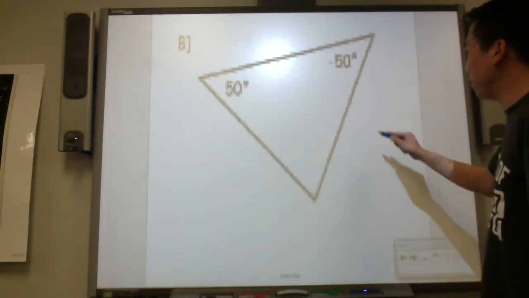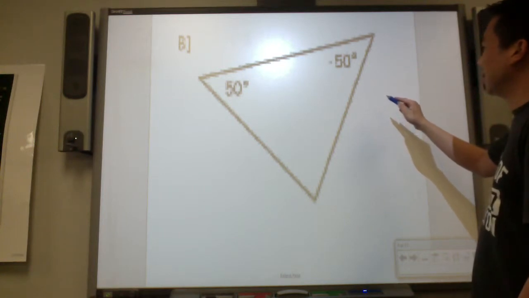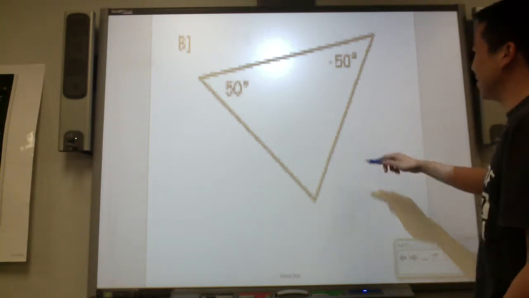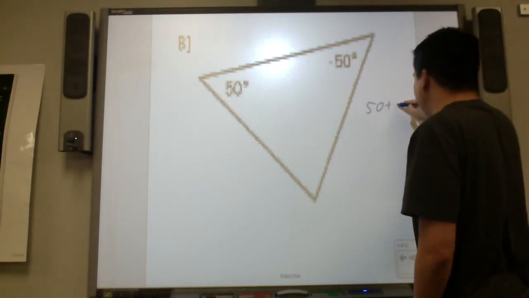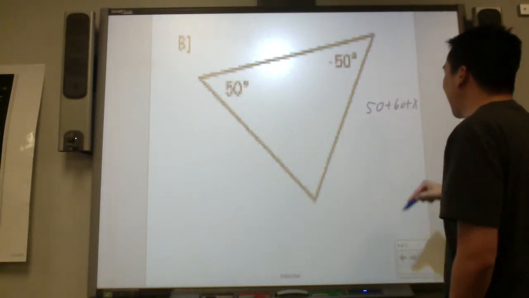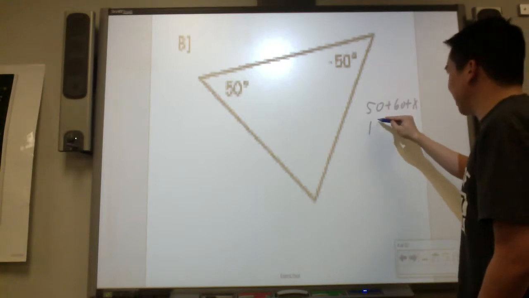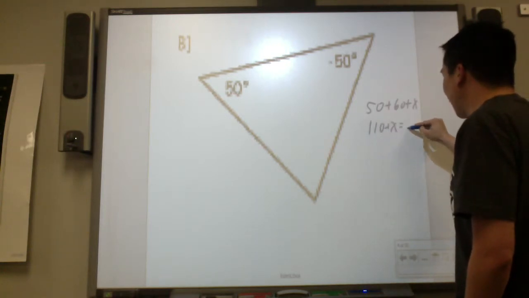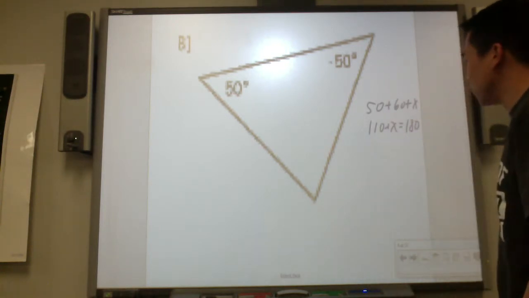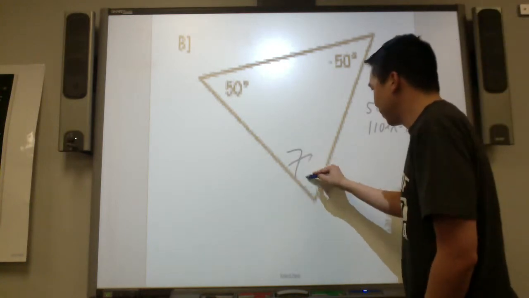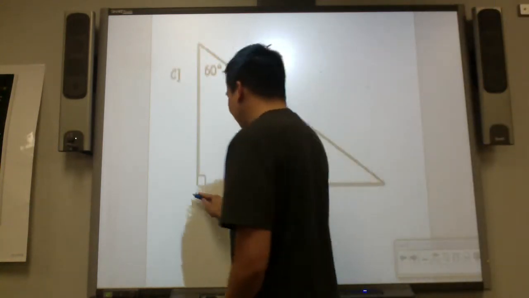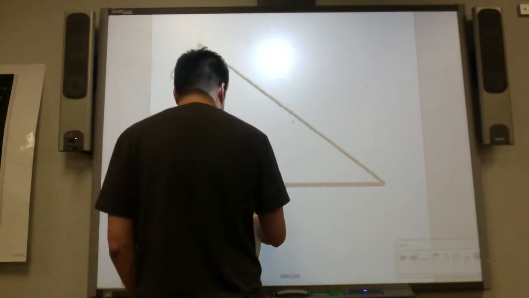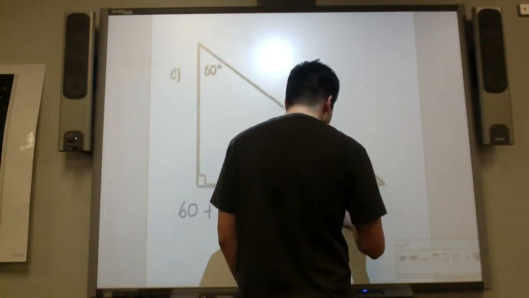Next one, we have 50, 60. 50 plus 60 plus x add up to 180. So 50 plus 60 is 110. What do I add to 110 to get 180? 70 degrees.